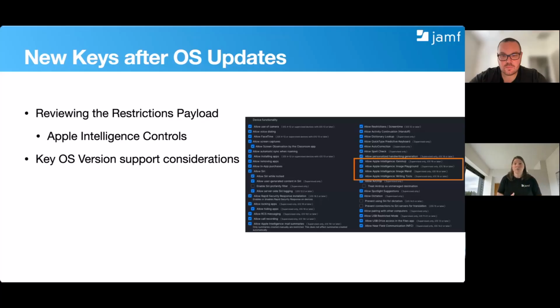So you might need to, from time to time, come back into your restrictions payload and review what options have been added. And you can see there the operating system versions that they're supported on. So you can see that all these keys are supported from iOS 18 and above. In most cases, applying these settings to a device that is still on iOS 17 will not cause too many problems. On the macOS side of things, there can be payloads that can only be applied to a newer version.